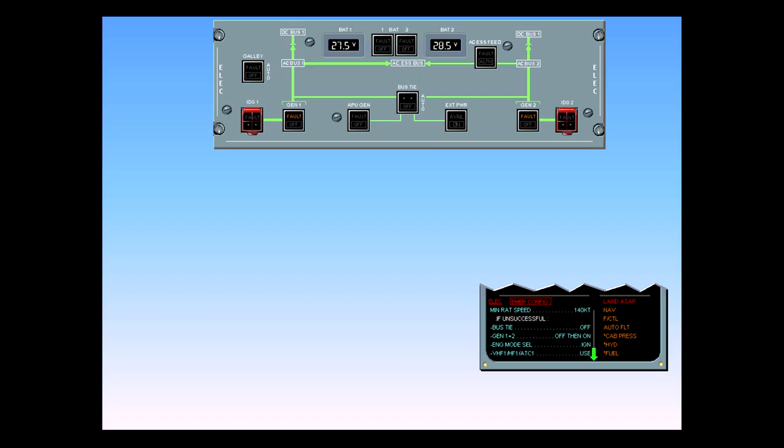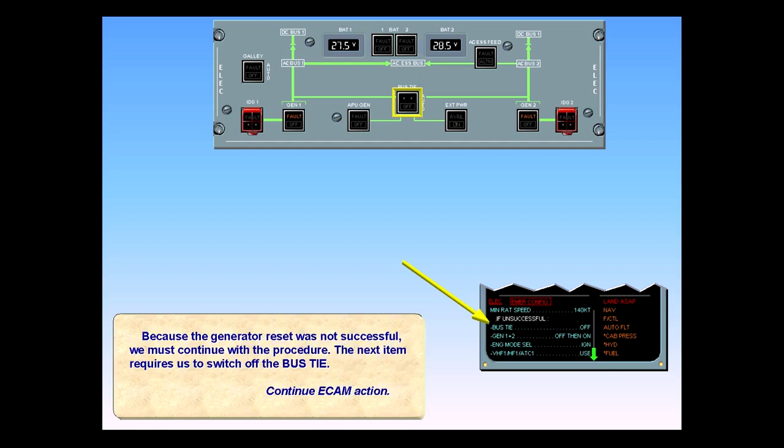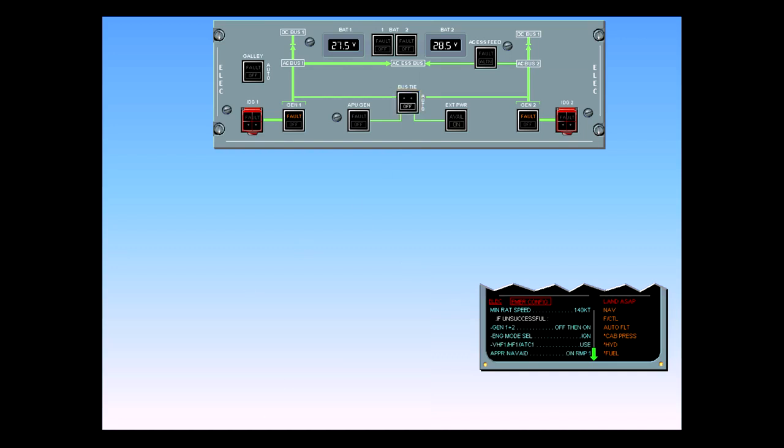Because the generator reset was not successful, we must continue with the procedure. The next item requires us to switch off the bus tie. Continue ECAM action. Switching the bus tie off segregates the two sides of the system. In this manner, a short circuit can be isolated, thus allowing at least one generator to be reset. The procedure then calls for another reset of the generators.